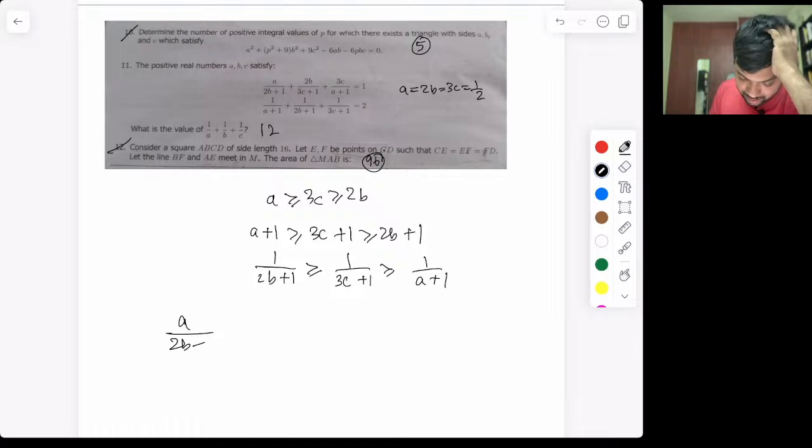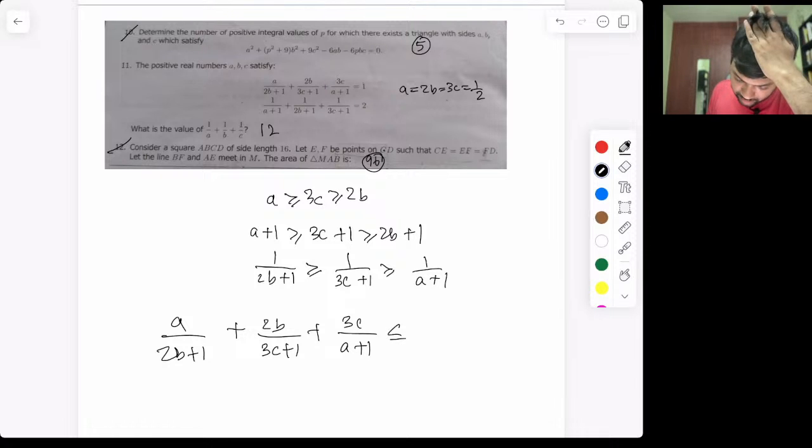I don't know. Okay, it looks similar, that's why. But it won't give. Can't use rearrangement here. Any other way of grouping will give you only lesser. So a by 2b plus 1, it's 1. So it won't contradict, I think. 2 by 3c plus 1, 3c by a plus 1 is less than or equal to the best way of grouping, that is a by a plus 1, a by 2b plus 1 plus 3c by 3c plus 1. Okay, it's not helpful.